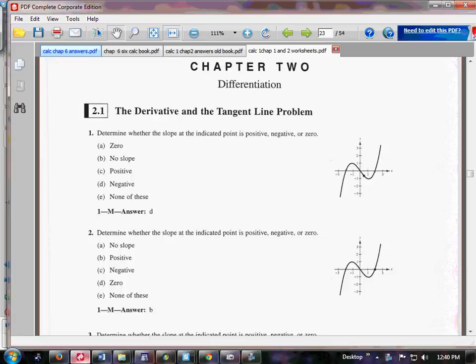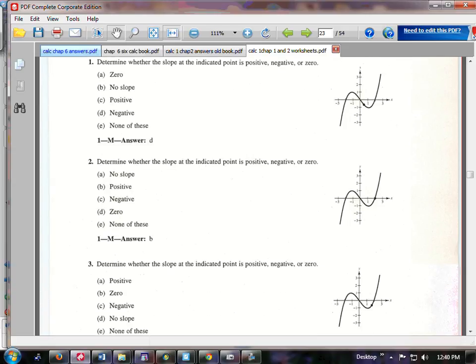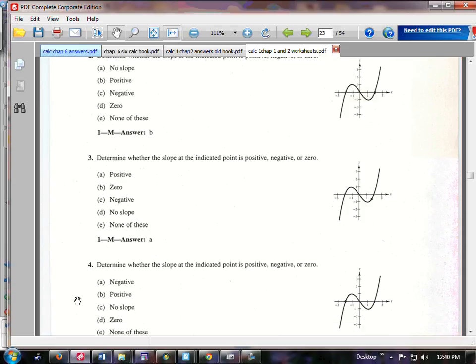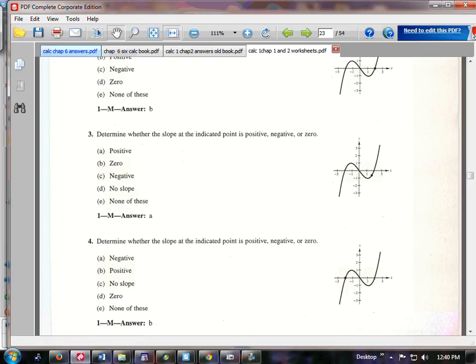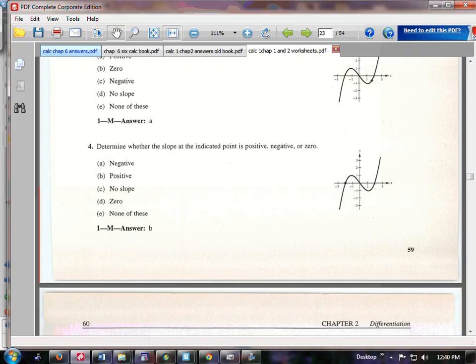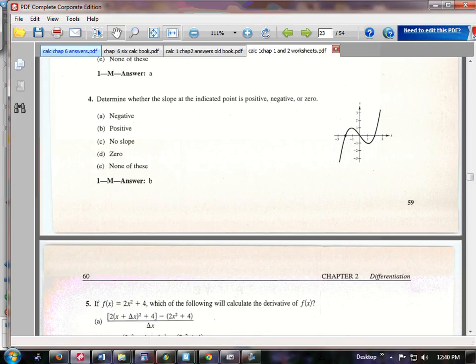Number 1, determine whether the slope at the indicated point is positive, negative, or 0. At D, it is a negative slope. You can clearly see it here. Okay, we're just going to go over answers for right now because these are pretty straightforward. Number 2, answer is B. Determine whether the slope at the indicated point is positive, negative, or 0. B, it's positive. Okay, this is just basic 9th grade math here. Determine whether the slope is positive or negative at this point, and it is positive. A for 3. Number 4 is positive B.